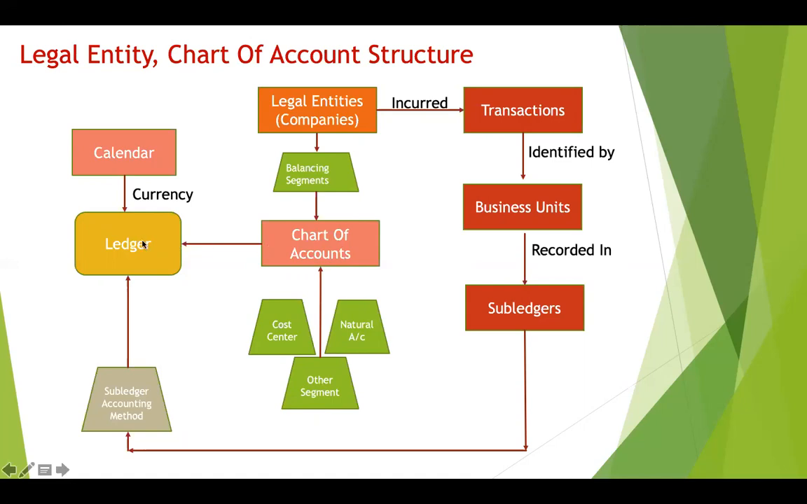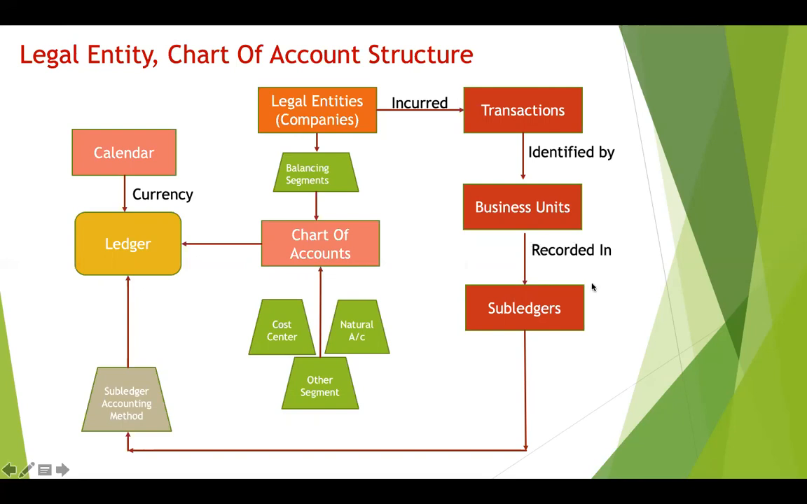So a ledger is nothing but the combination of calendar, currency, chart of accounts and legal entity. It comes because the balancing segment is tagged to the legal entity. If you see the overall workflow, your transactions like invoices, receipts and payments are identified by business unit. As we saw, in North America there are two business units, and under India there are the Bangalore business unit and the Pune business unit.